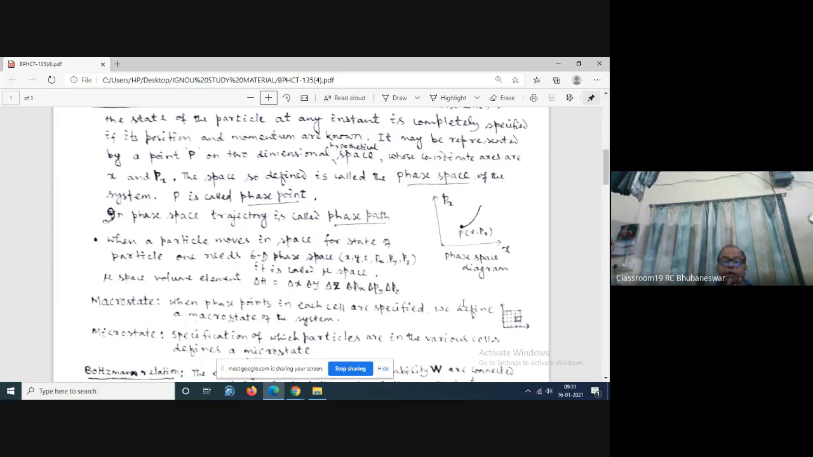Now, if you generalize the coordinate system, you write the position coordinate generally as q and the momentum coordinate as p. Then del q, del p we can write as the volume element. If we divide the whole mu space volume into small elements, like small volume cells, then we can have a large number of these cells.